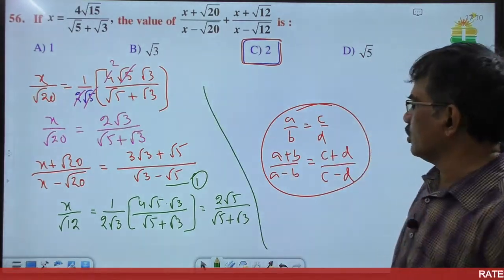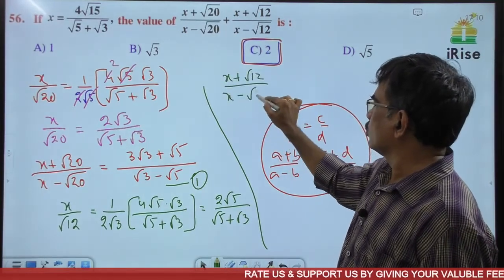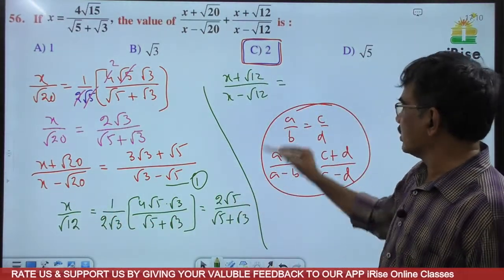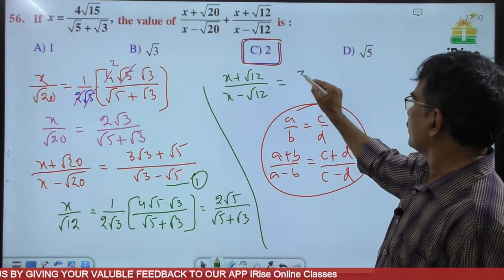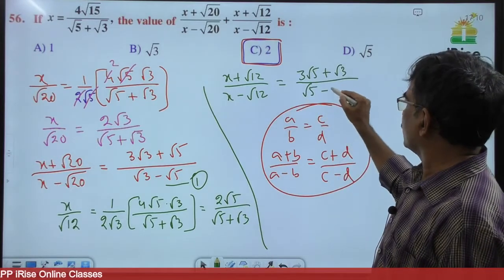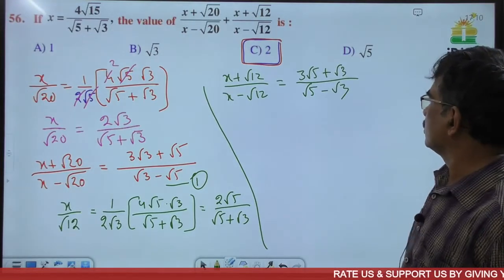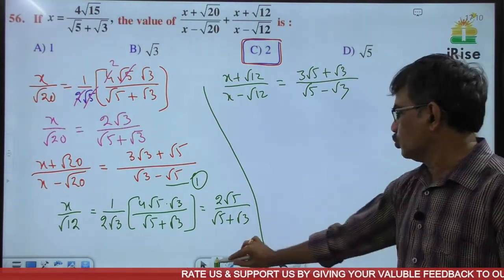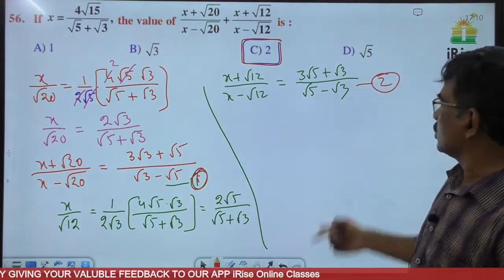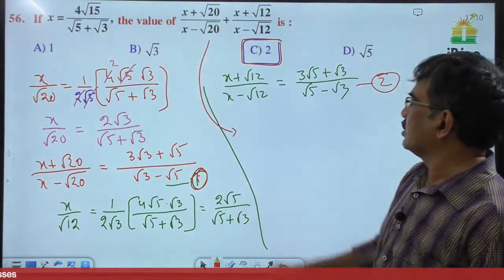Then apply componendo and dividendo. What is x plus root 12 by x minus root 12? Sum of these two by difference of these two. What do we get? Sum of these two, 3 root 5 plus root 3, by this minus this, root 5 minus root 3. Okay? So then this is 2. This is equation 1, this is equation 2. Then add these two to get the value. To get this value, add these two.